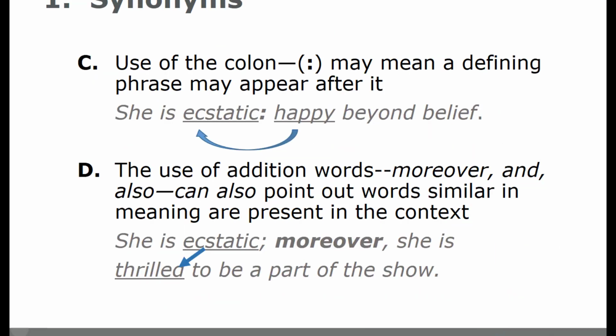The use of the colon may help show you that there's a defining phrase available to help understand the meaning. If it goes, she's ecstatic, and then a colon, happy beyond belief. Happy beyond belief is a phrase that explains ecstatic. Indeed, the use of addition words, moreover, and also, can also point out words similar in meaning. It doesn't have to be, but it can. She is ecstatic. Moreover, she is thrilled. So here, thrilled is the same as ecstatic.